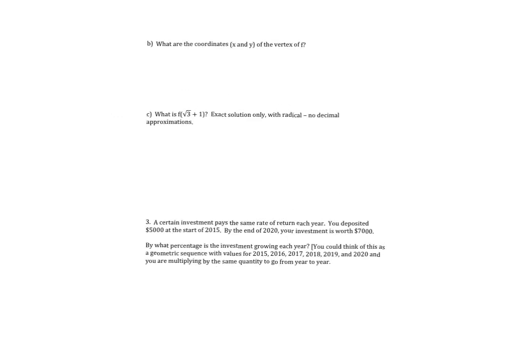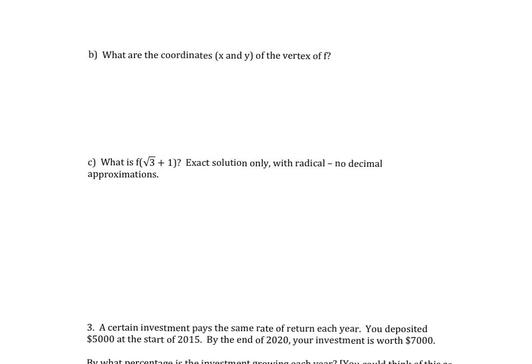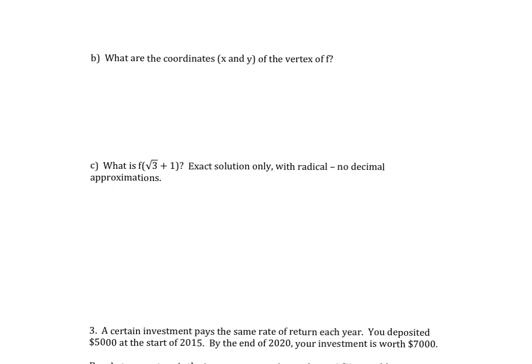Next thing we have to figure out, well, what are the coordinates of the vertex? So we already know that our vertex is equal to negative b over 2a, which is going to give us 5 over 4, which is equal to 1.25. When we plug that into our equation of 2x squared minus 5x minus 10, we're going to get 2 times 5 fourths squared minus 5 times 5 fourths minus 10.